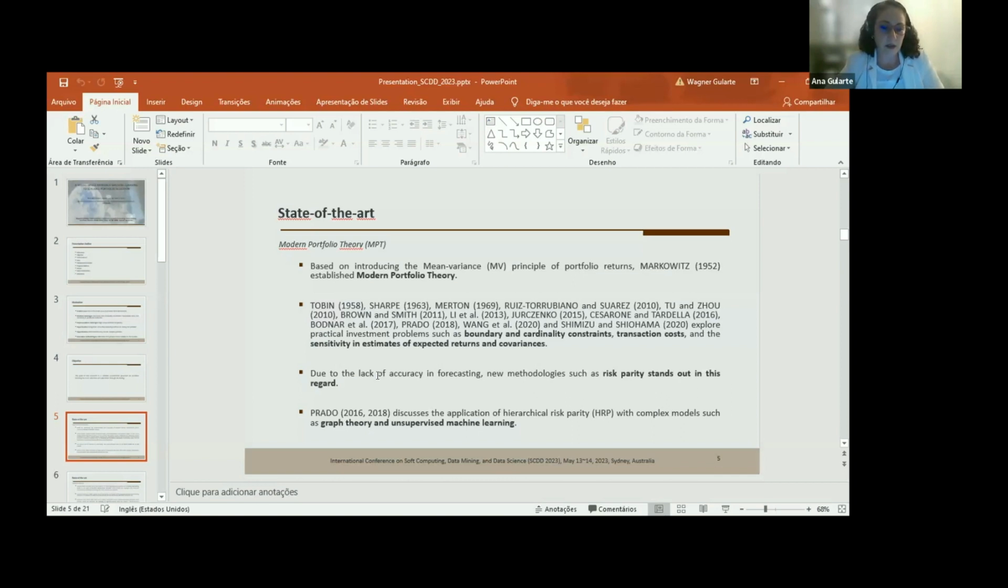Due to the lack of accuracy in forecasting, new methodologies such as risk parity stand out in this regard. Prado discusses the application of hierarchical risk parity with complex models such as graph theory and unsupervised machine learning.